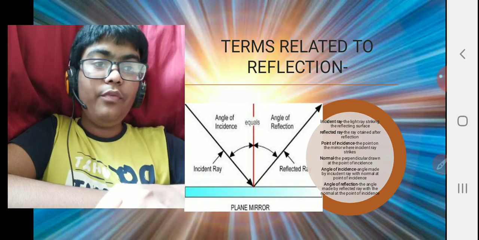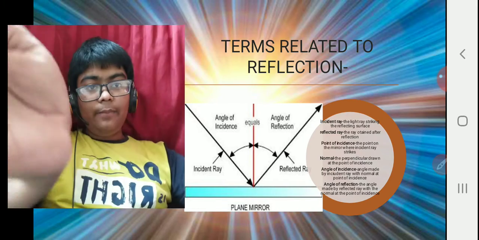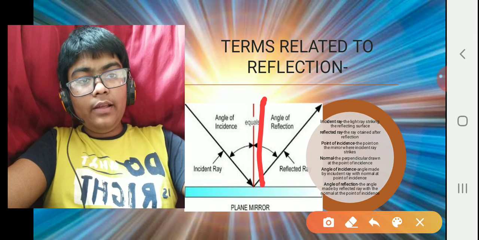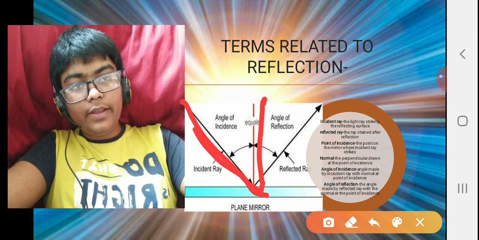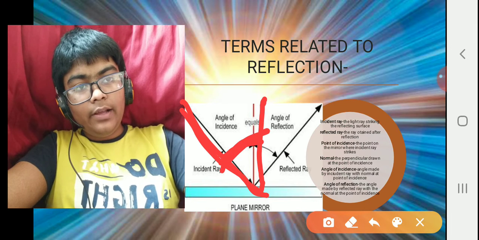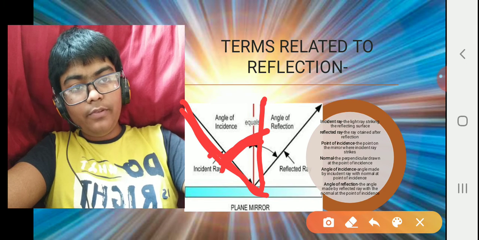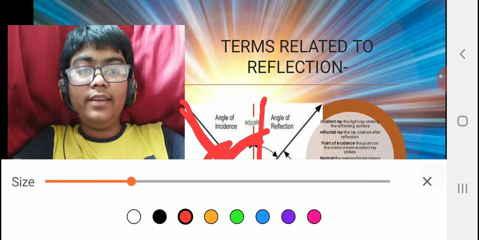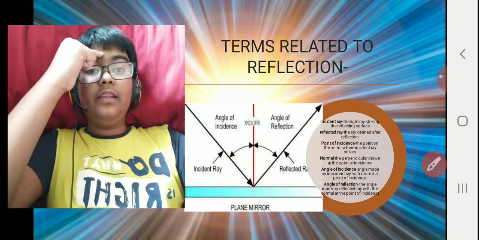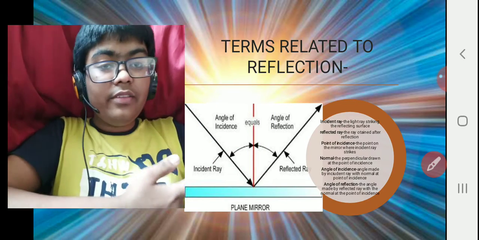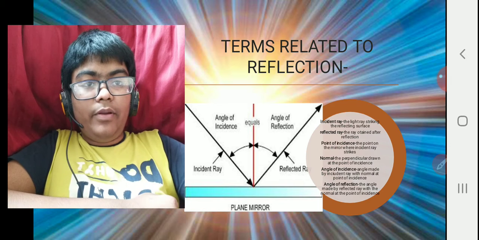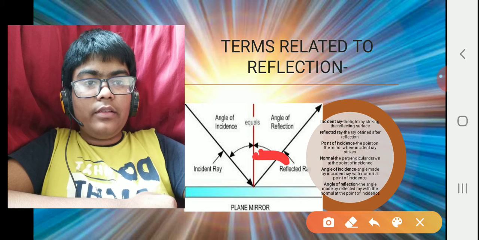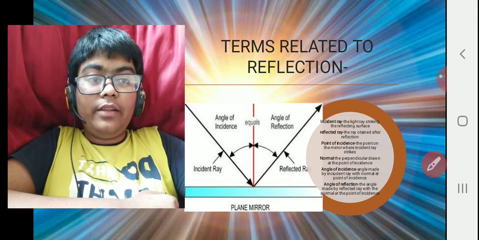Then you have the angle of incidence. Angle of incidence is the angle made by the normal and the incident ray. So this angle is the angle of incidence. Some children take this as the angle of reflection, which is wrong. Then the angle of reflection is the angle formed between the reflected ray and the normal. So that's the angle of reflection.